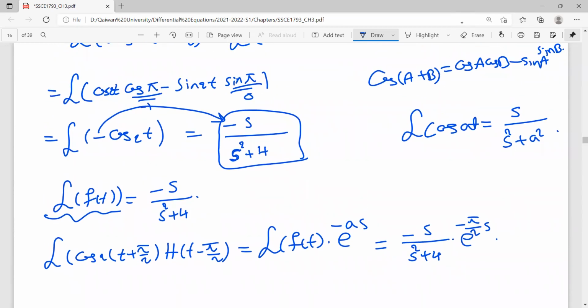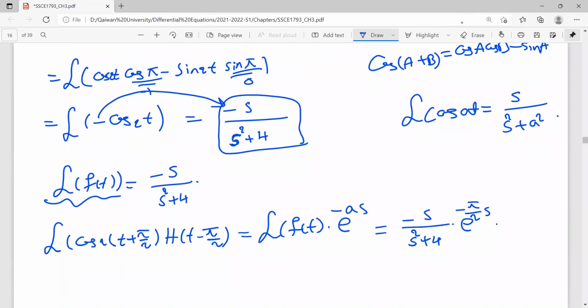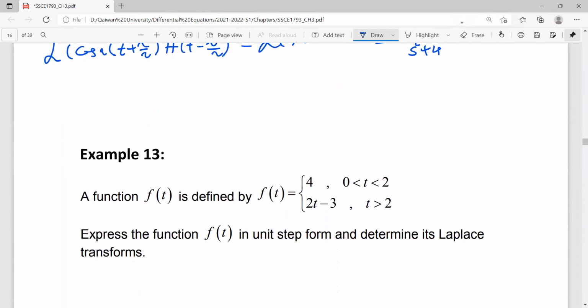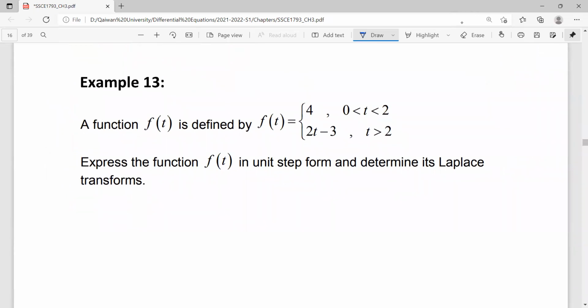Here we just found a, which is pi over 2, and then we found the Laplace transform for the function f of t, which is minus s over s squared plus 4. Now we have this example. We have only this example. It says a function f of t is defined by f of t equals 4, where t is from 0 to 2, and equals 2t minus 3, where t is greater than 2. It says express the function f of t in unit step function and determine its Laplace transform.